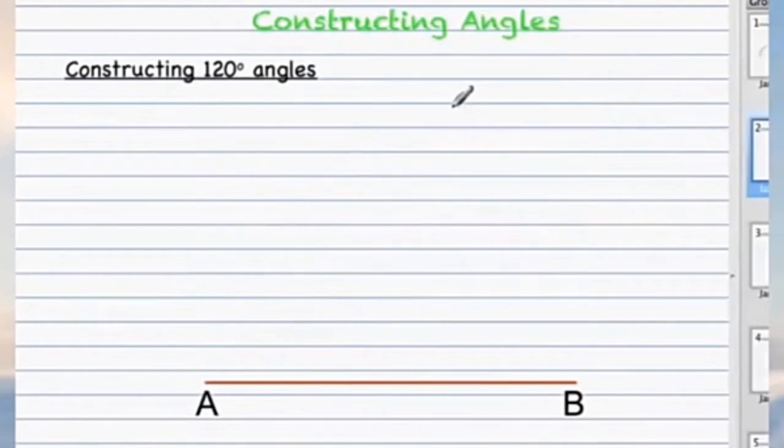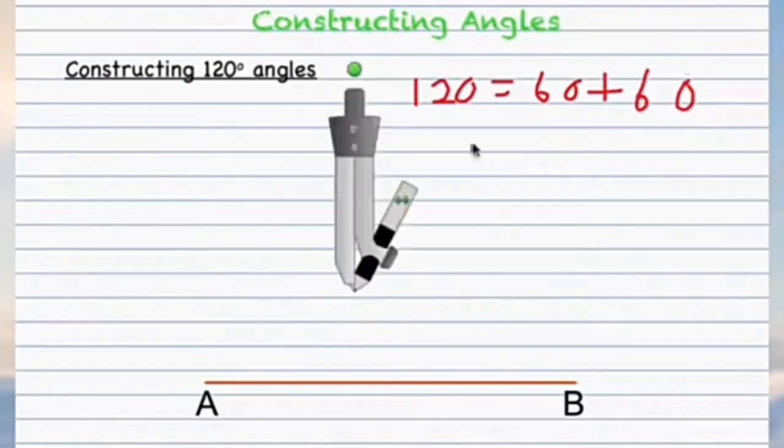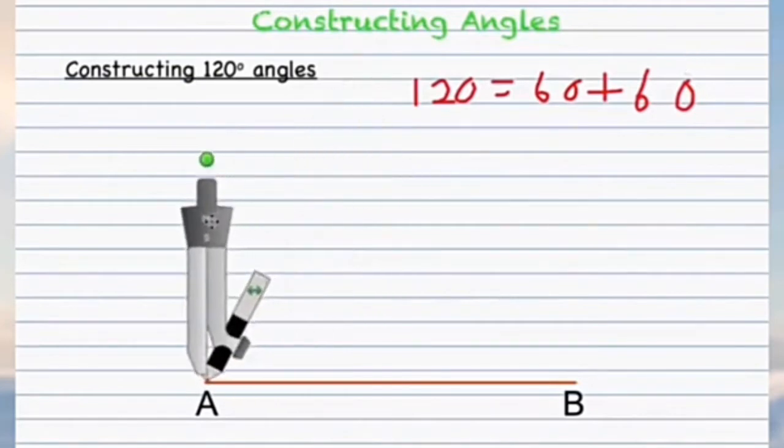Okay, constructing 120 degrees angle. Know that 120 degrees is 60 plus 60. So now you just need to construct 60 degrees twice to have 120 degrees. How do you do that? Let me show you.